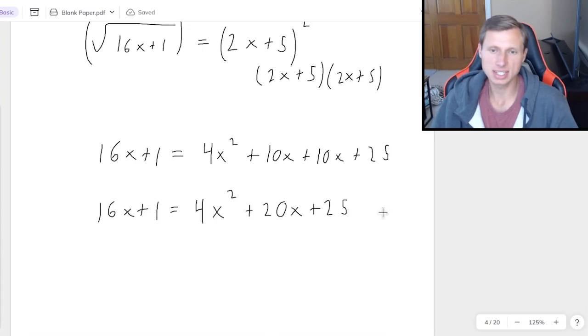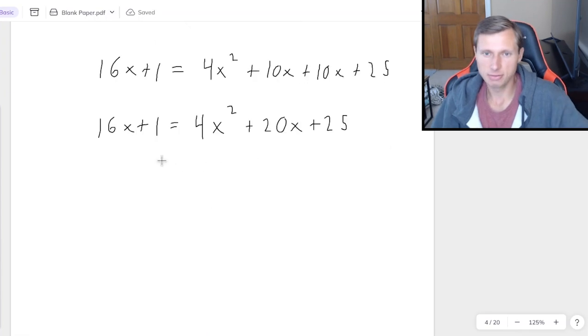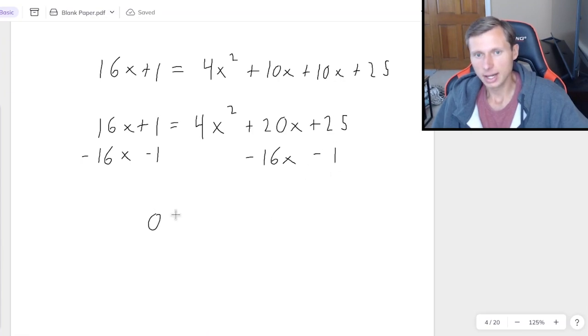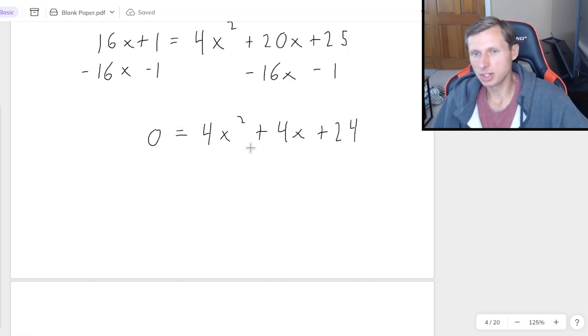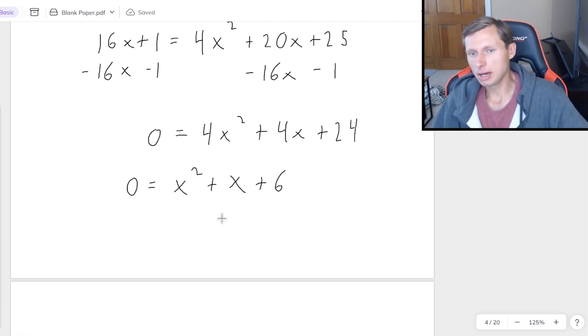And again, as soon as I see the x squared, I'm thinking I've got to set this equal to 0 and factor. So that means subtracting 16x and subtracting 1 from both sides. That's going to be 0 equals 4x squared plus 4x plus 24. Now, since everything's divisible by 4, I can factor out a 4, and that would leave me with x squared plus x plus 6. However, be careful because this does not factor because it's plus 6.